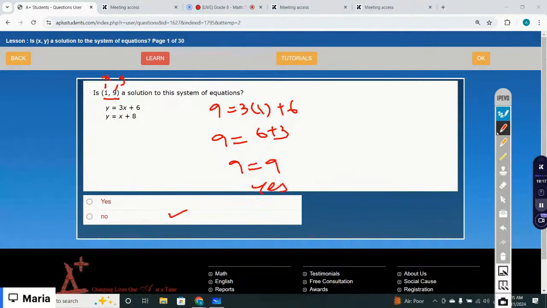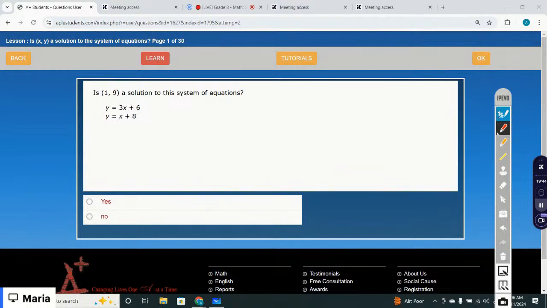Let's just check for the second one, right? Replace the y with 9 and x is 1. So 9 is equal to 9. And yes, the point (1, 9) also satisfies equation number 2. So that means the point (1, 9) is a solution to the system of equations, right? So the correct option is yes, option number 1 is the correct option.